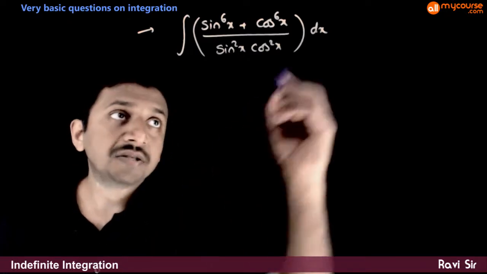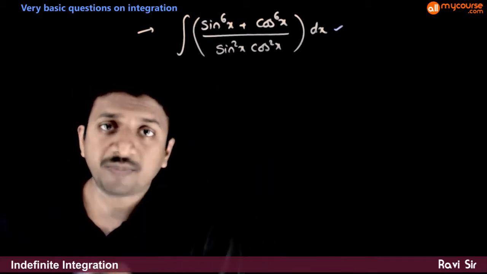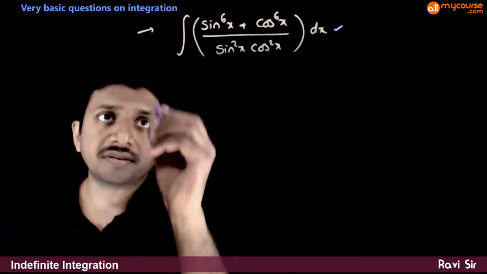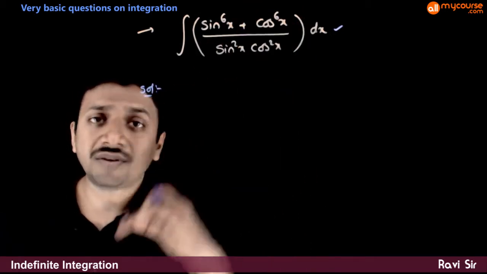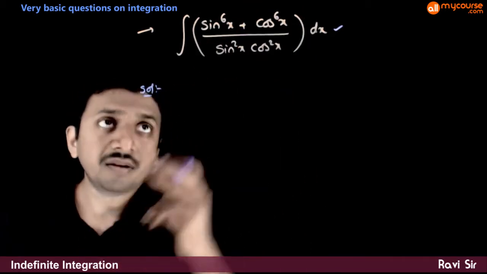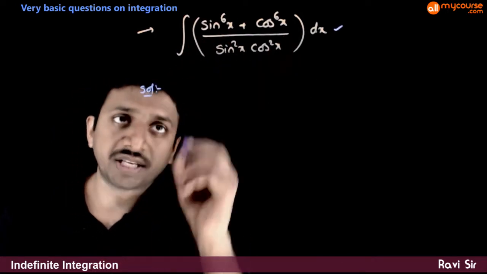In this question, you're asked to integrate sine power 6x plus cos power 6x by sine square x cos square x. So again, this expression is a very straightforward expression in your trigonometry. So you have simplified sine power 6x plus cos power 6x before.